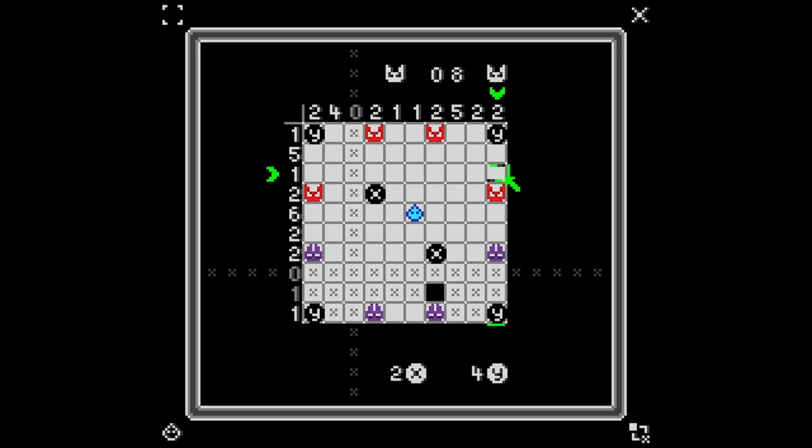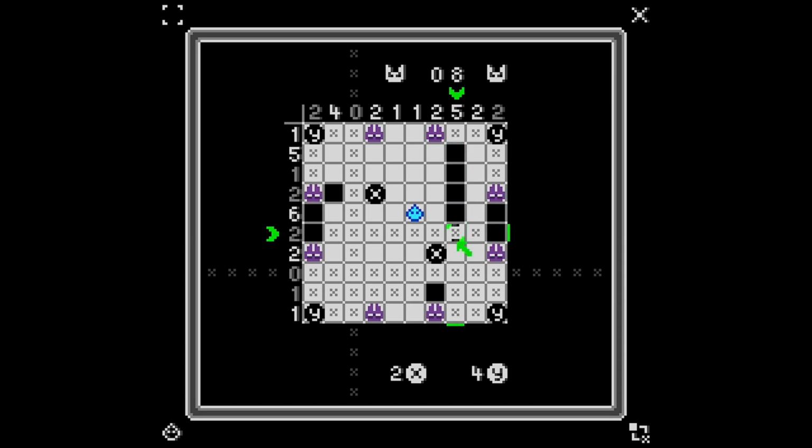That means that these bunnies have to be hit like so. Means we need to have a wall here. This column needs to have 2 walls, and so does this. Now this is gray. This column must have 5 walls. 1 more wall on this row, which is not here.